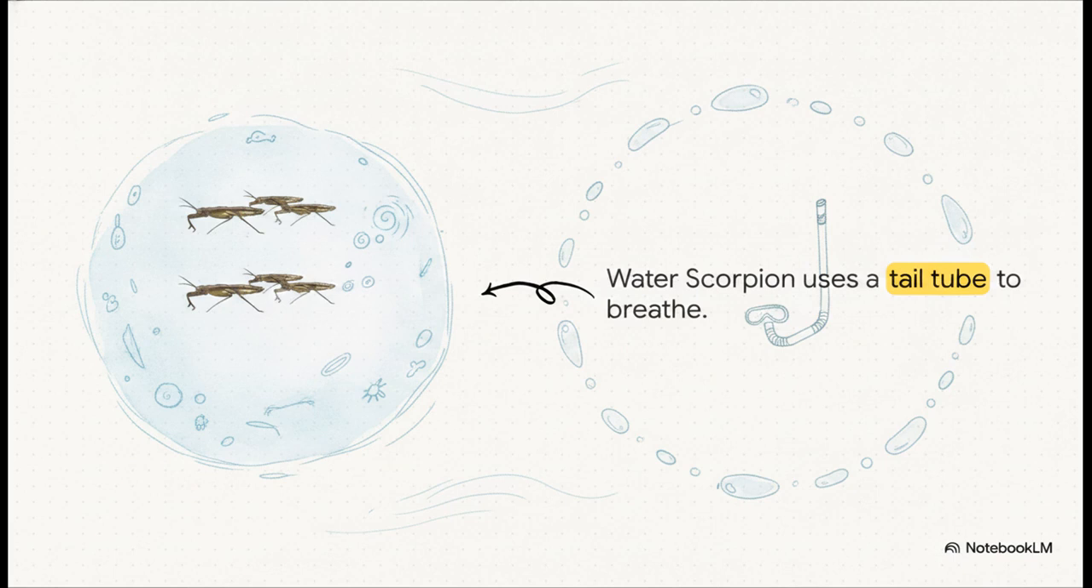And honestly, the adaptations get even more specialized. Have you ever seen a water scorpion? It hunts underwater using these intense pincers, but the crazy part is how it breathes. It uses a literal built-in snorkel. Yeah, it has this specialized tail tube that it pokes just above the surface to get air. It's an incredible, highly specific microadaptation just to survive in that precious teaspoon of Earth's water.